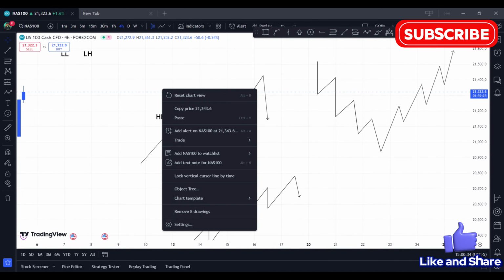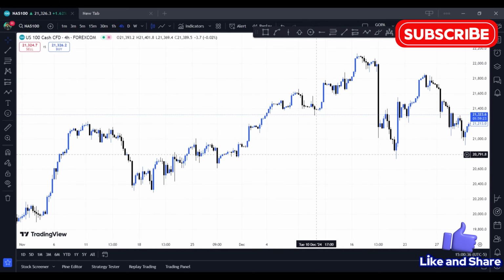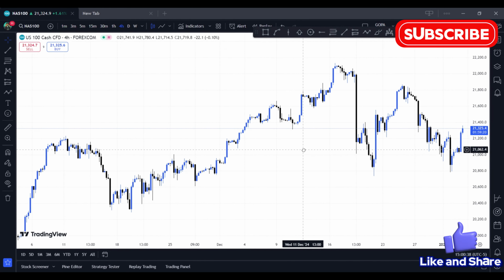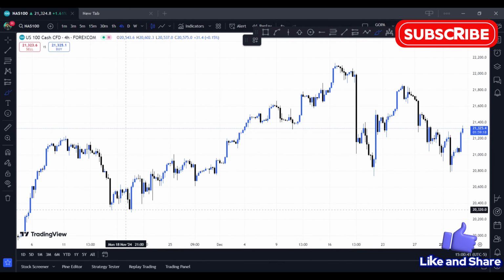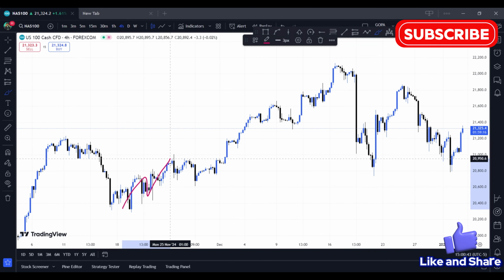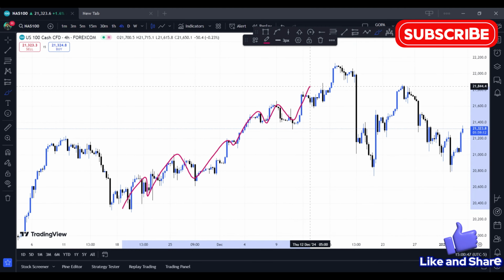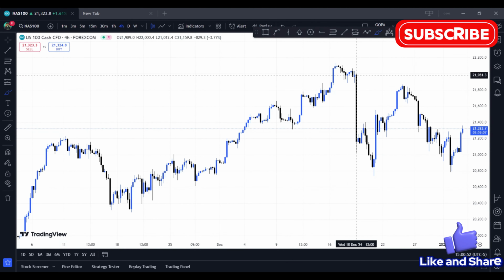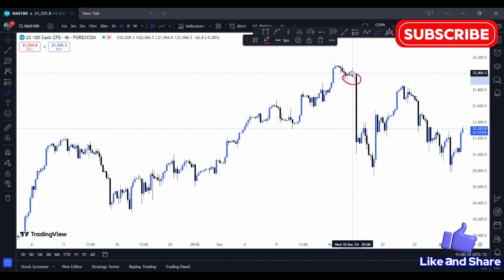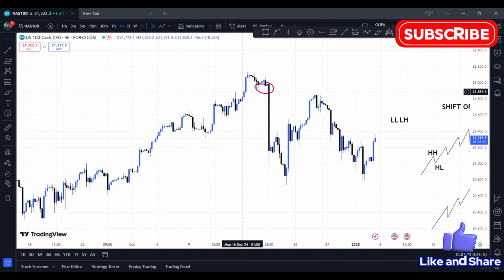Let's go into the chart. I'll show you some examples. As you can see, this market on US 100 is moving in a series of highs and lows. This is our previous higher low. So this market shifted its structure from a bullish movement. Now the market started selling.